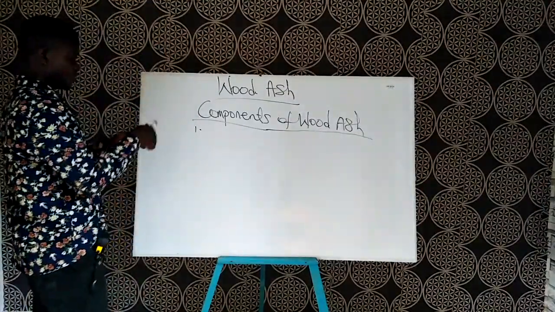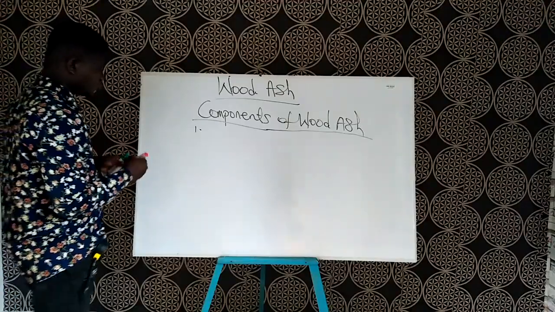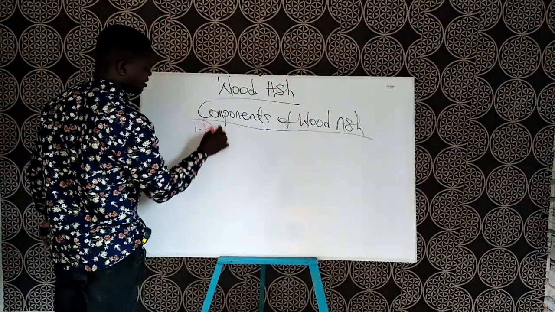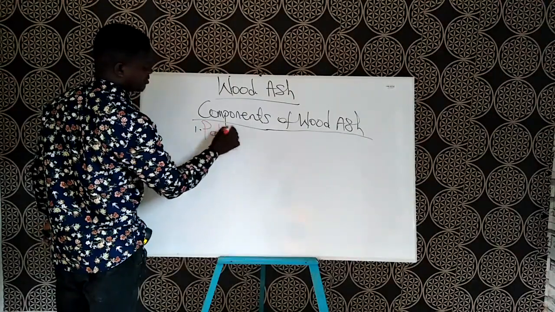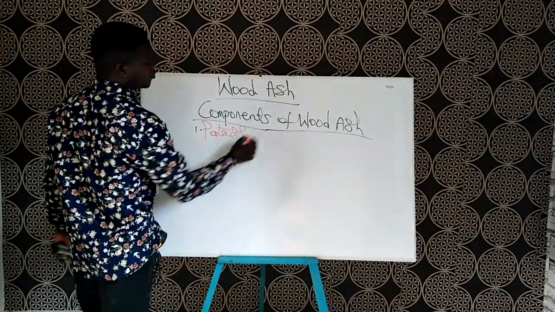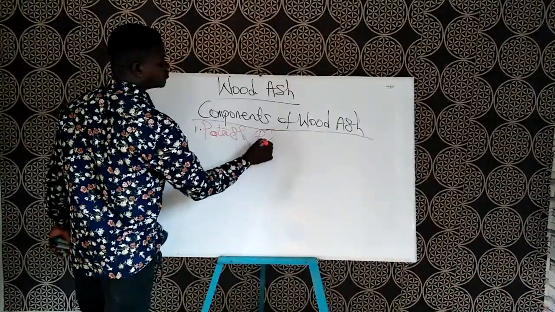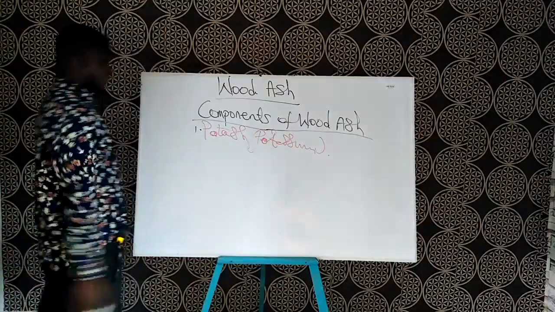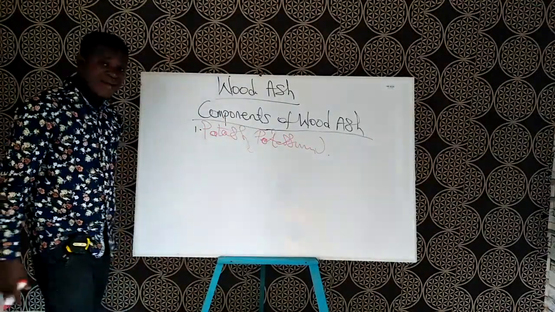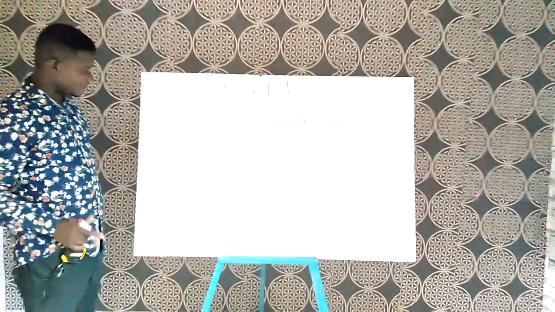One, wood ash is known to contain potassium, potash. Simply put, that is all, potassium. And this potassium is a macronutrient needed for the growth of plants.